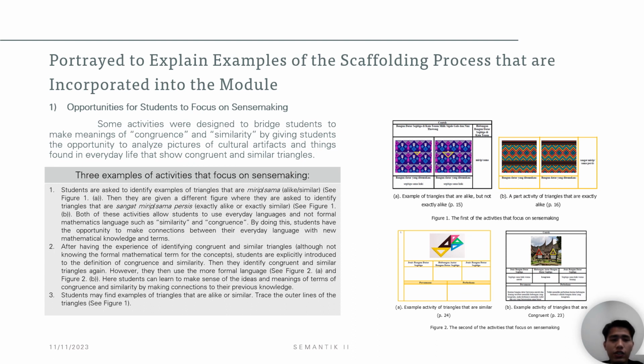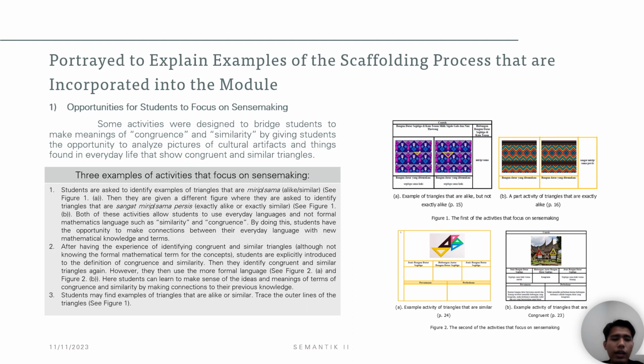The first one is students are asked to identify examples of triangles that are mirip or sama, which can be seen in figure 1.a. Then they are given a different figure where they are asked to identify triangles that are sangat mirip or sama persis. This case can be seen in figure 1.b. So both of these activities allow students to use everyday language and not formal mathematics language such as similarity and congruence. By doing this, students have the opportunity to make connections between their everyday language and new mathematical knowledge and terms.